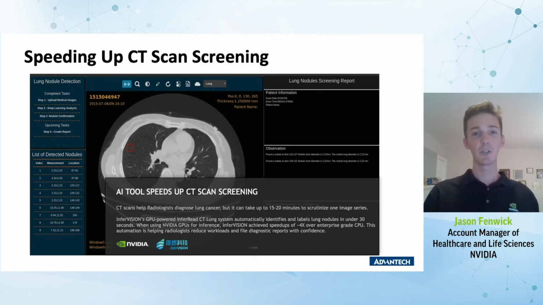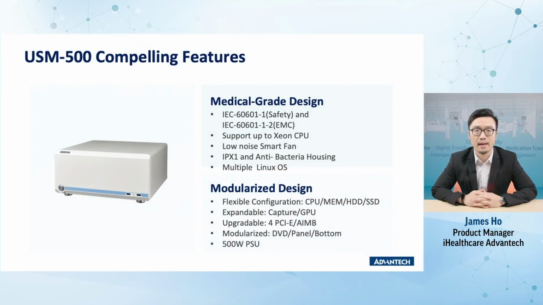When using T4 GPUs for inference, InfraVision achieves speedups of over 4 times compared to CPUs. To perform AI technique, USM 500 is the best solution. USM 500 is a medical-grade computer. It complies with the IEC 60601, supports up to Xeon CPU, and provides flexible configurations.